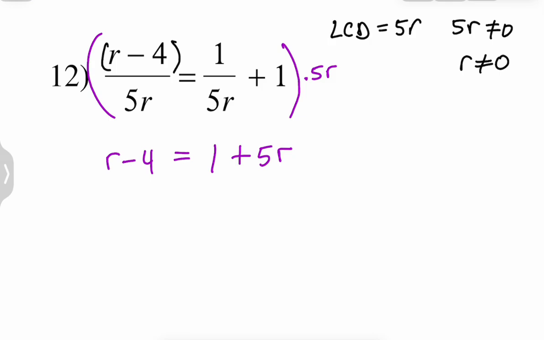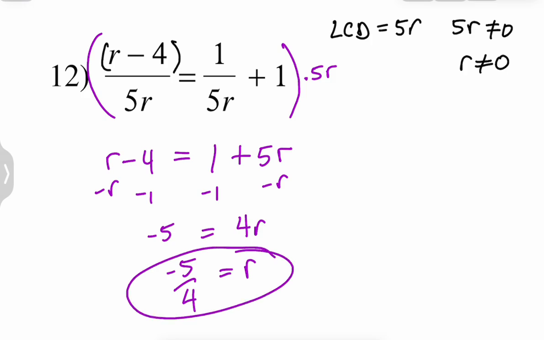And now it's just an equation. Solve it. Okay. So to solve it, I'm going to subtract an r from both sides. I'm going to subtract a 1 from both sides. I get 4r is equal to negative 5. So r is negative 5 divided by 4. That's my answer. It is not the excluded value. It works just fine. So that is my answer. Many times for these, you do get fractional answers, and that's okay. There's nothing wrong with that.